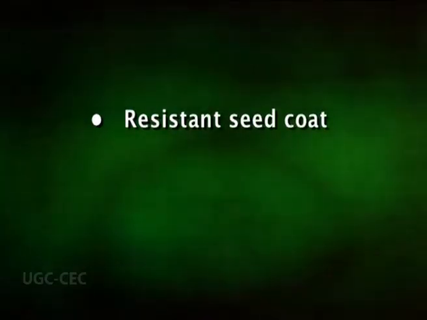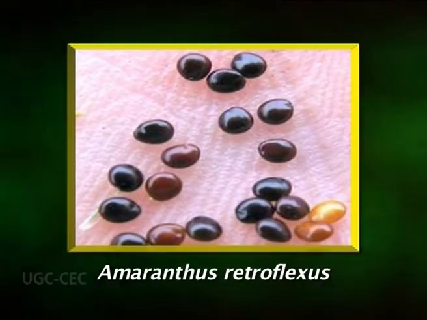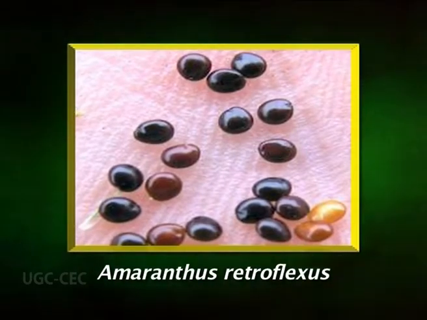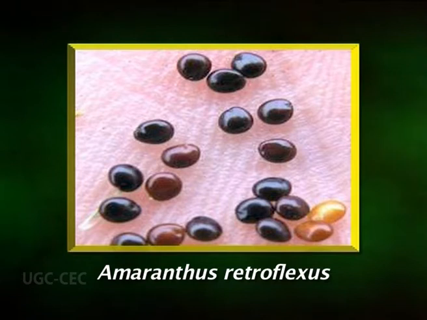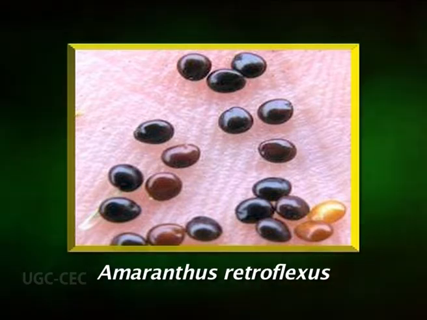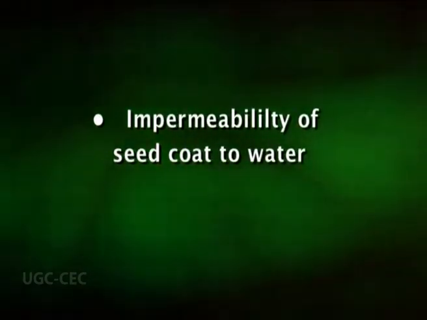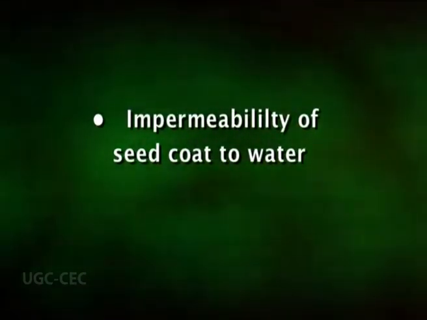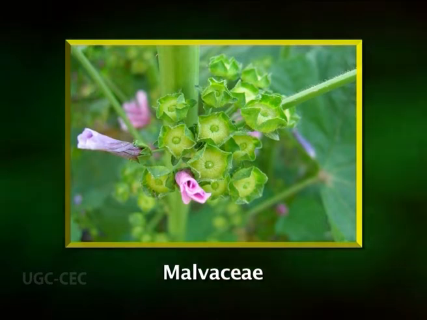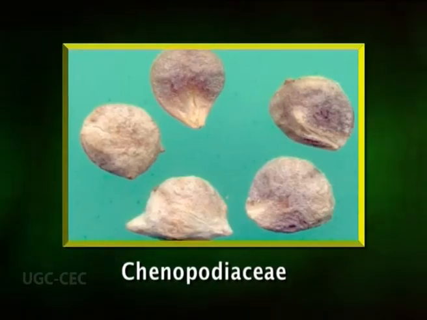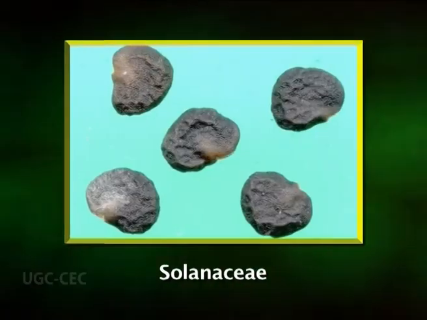Number first, resistant seed coat. For example, in plants like Amaranthus retroflexus, the seed coat is very hard and does not allow the radicle to pierce through, causing dormancy in the seeds. Number second, it can be due to impermeability of seed coat to water. Water is indispensable for germination. The seed coat in many members of Malvaceae, Fabaceae, Chenopodiaceae, Convolvulaceae and Solanaceae are impermeable to water, which inhibits germination.